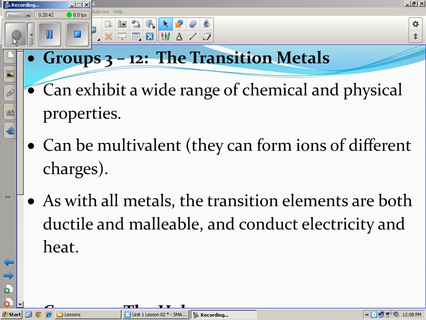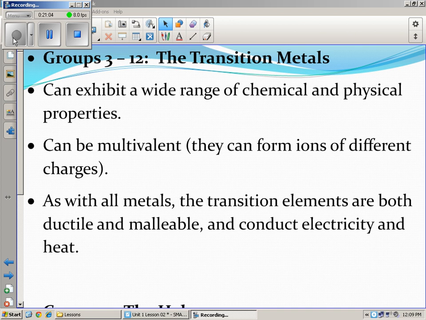They can be multivalent, so they can form more than one charge. For example, we talked about copper earlier. Copper forms a 1 plus and a 2 plus. Chromium forms different charges. Cobalt has 2 different charges that are common. Lead's not really in that 3 to 12 group, but still lead is in that kind of area there. It forms more than one charge.